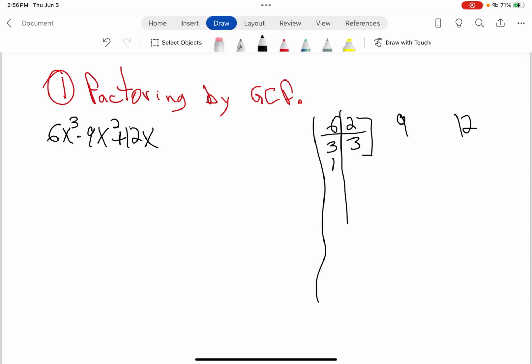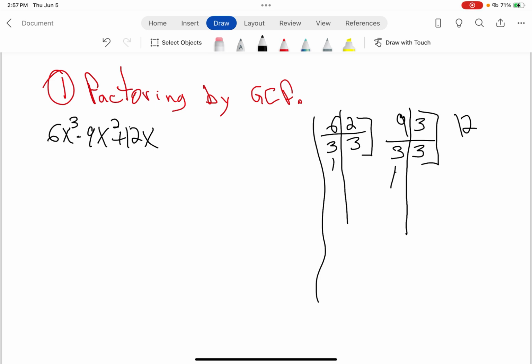Then the factors of 9: go dividing by the prime numbers. By 2 is not possible, but by 3 is possible. 9 divided by 3 is 3. Then 3 divided by 3 again is 1. So those are the factors for 9.